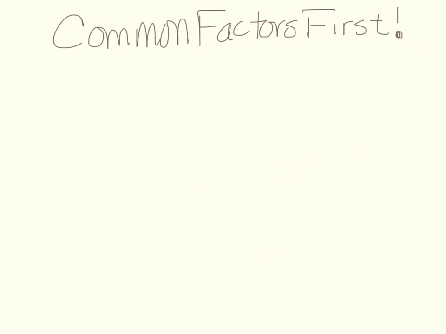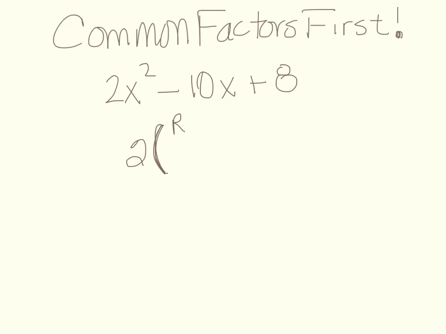So things like 2x squared minus 10x plus 8. That has a common factor. So you can take out a 2, right? It's common to every term. When you do that, you're actually dividing by 2. What's left behind when you take out a 2 is an x squared in the first term, minus a 5x in the second term, and plus a 4 in the last term.